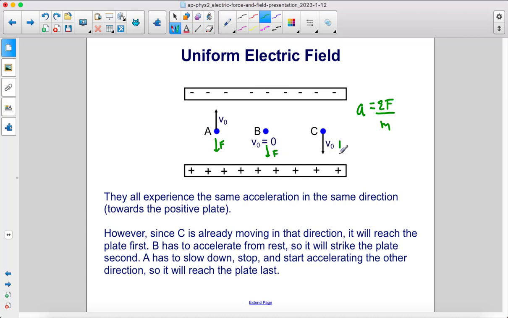Same magnitude, same direction. However, since C is already moving in that direction, it will reach the plate first. B has to accelerate from rest, so it will strike the plate second. Over here we have A. A has to slow down, stop, and then start accelerating the other direction, so it will reach the plate last.